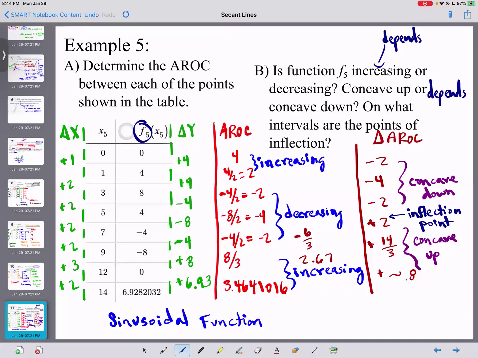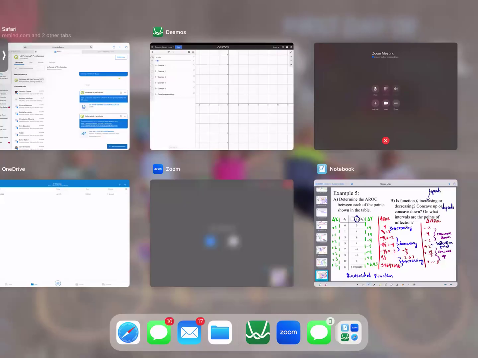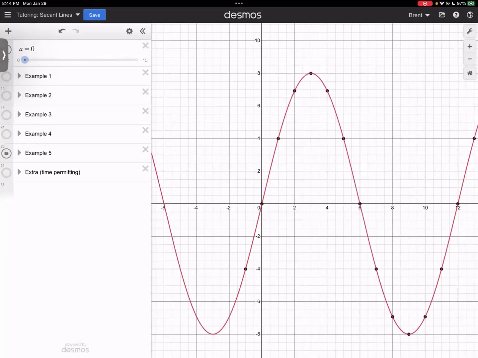So let's go. Here we go. Desmos, let's look at this graph. Here's example 5. So here's the function I gave you. Now I'm looking at it this way. Does this appear to be a sine or a cosine function when you look at it this way?